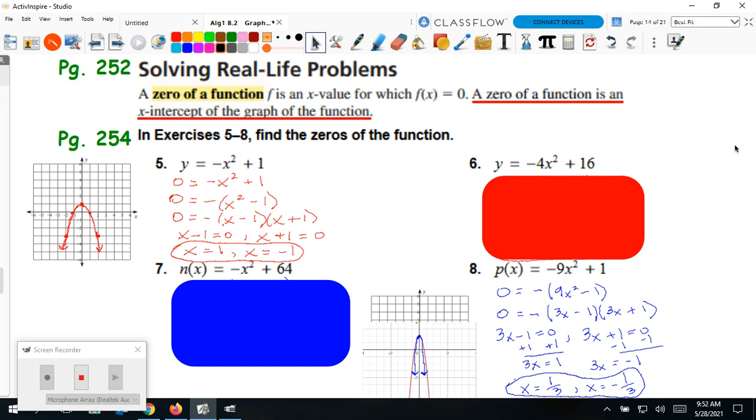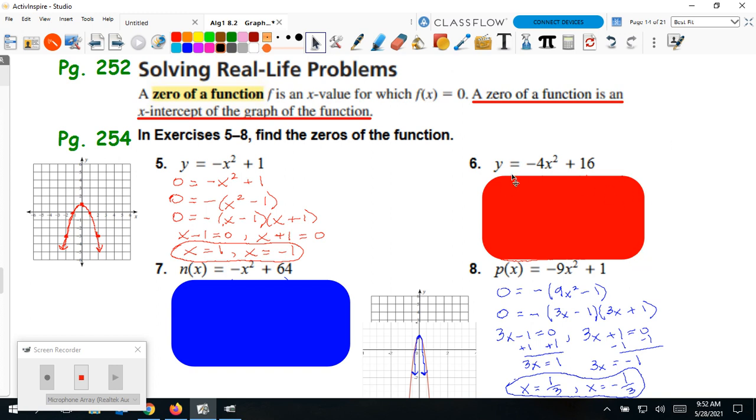Alright, so go ahead and pause the video and find the zeros of number 6 and number 7, those two functions, and then play it to see if your answers are correct. Alright, so hopefully you do have an answer now for number 6, number 7. Let's just check to see if your answers are correct.